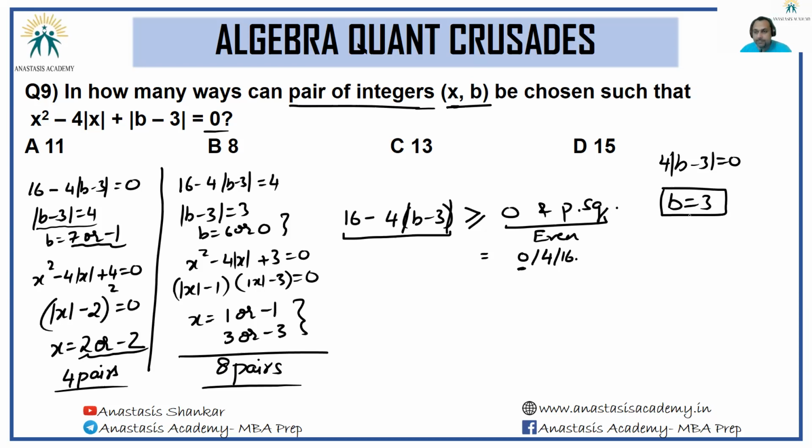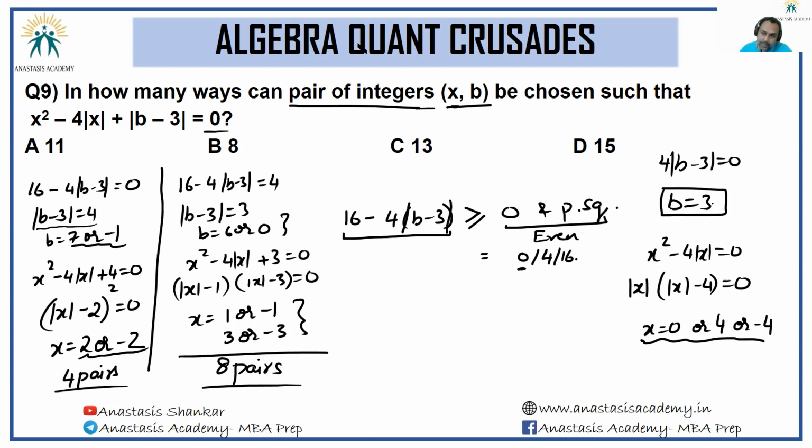This is guaranteed. If b is equal to 3, the original equation will now turn to how much? x square minus 4 mod x is equal to 0. So if I take mod x outside, I'm left with mod x minus 4 is equal to 0. So x can potentially take values of 0 or 4 or minus 4. These are the 3 values x can take. B can take just 1 value. So we'll get 3 more pairs from here. Altogether 4 plus 8 plus 3, there are 15 pairs. Therefore, option D.